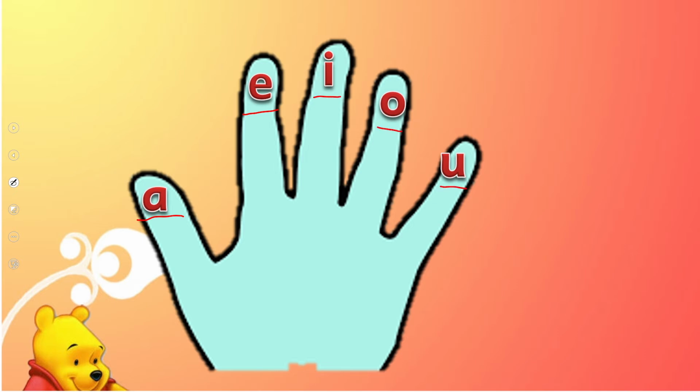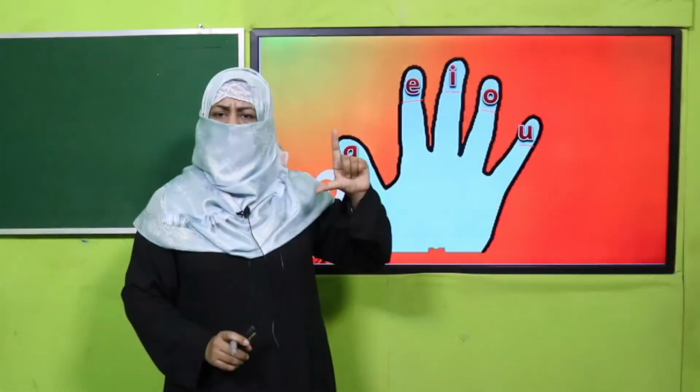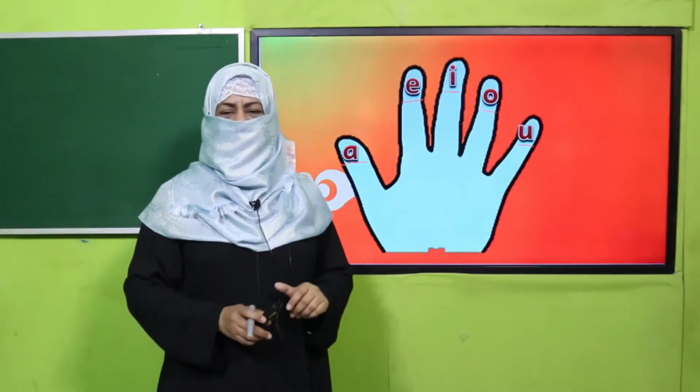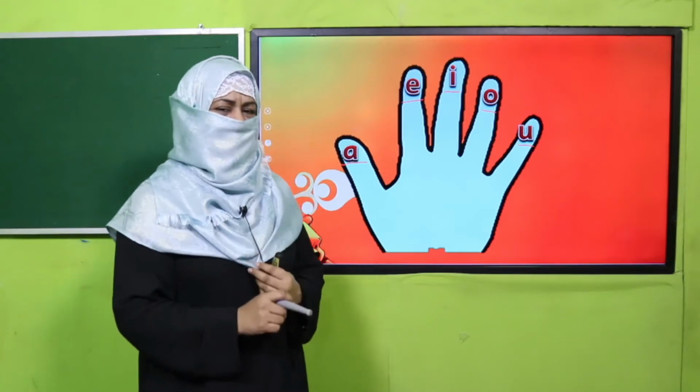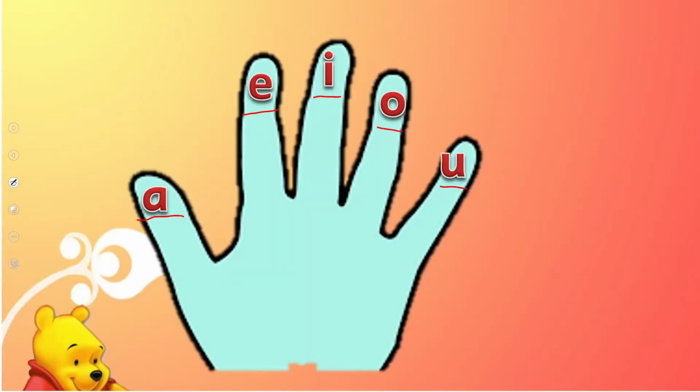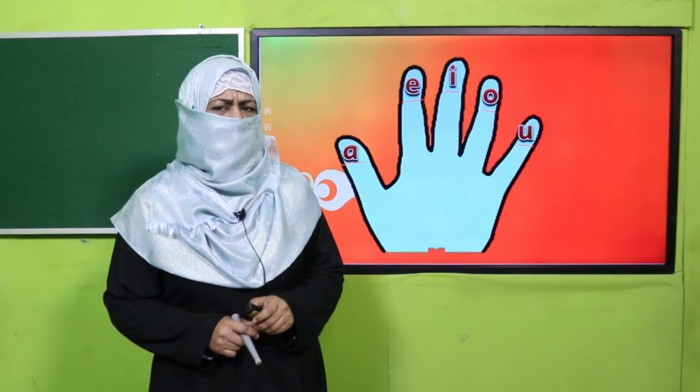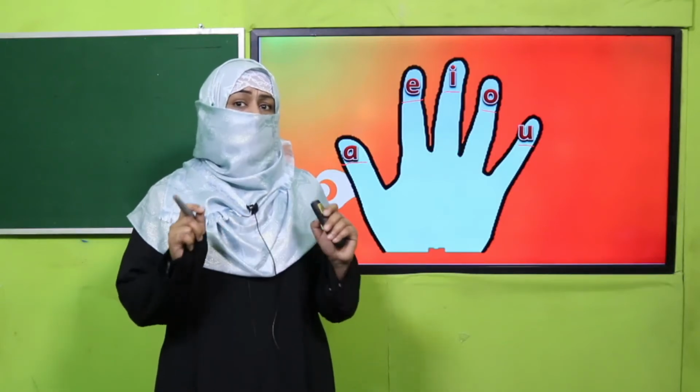Teachers, kindly pause the video over here. Make the children say all the vowel letters like this: A, E, I, O, U. Okay, pause the video. Practice this. Yes, my dear children, are you done with it? Now you recognize all the vowel letters.